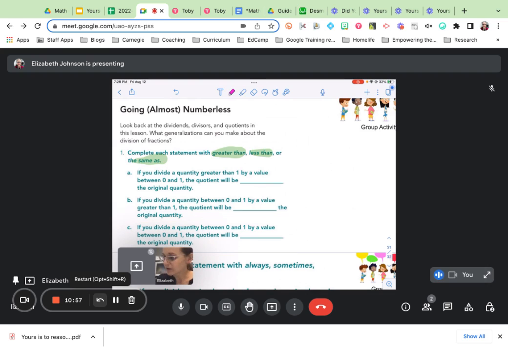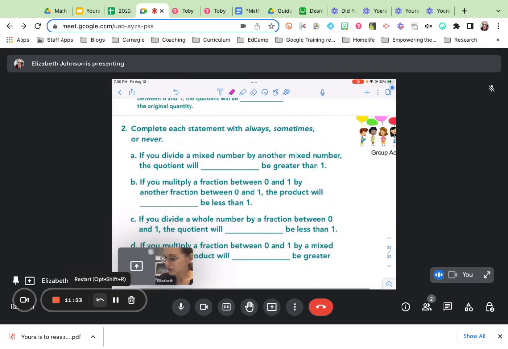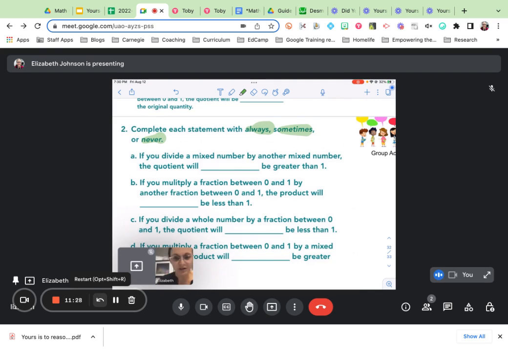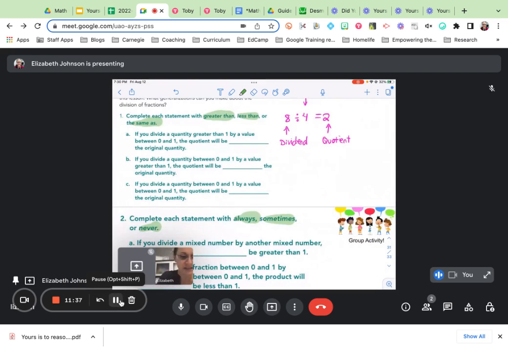Let's review really quick the difference between a dividend, a divisor, and a quotient. If I said 8 divided by 4 equals 2, 8 is my dividend, 4 is my divisor, and 2 is my quotient. You will need to know that vocabulary to answer question number 1. Now on question number 2, you're going to work with your group and you're going to answer always, sometimes, or never. Those are the words that are going to go in those blanks. This should be a great discussion. Good luck. Pause the video and set a timer for 15 minutes.